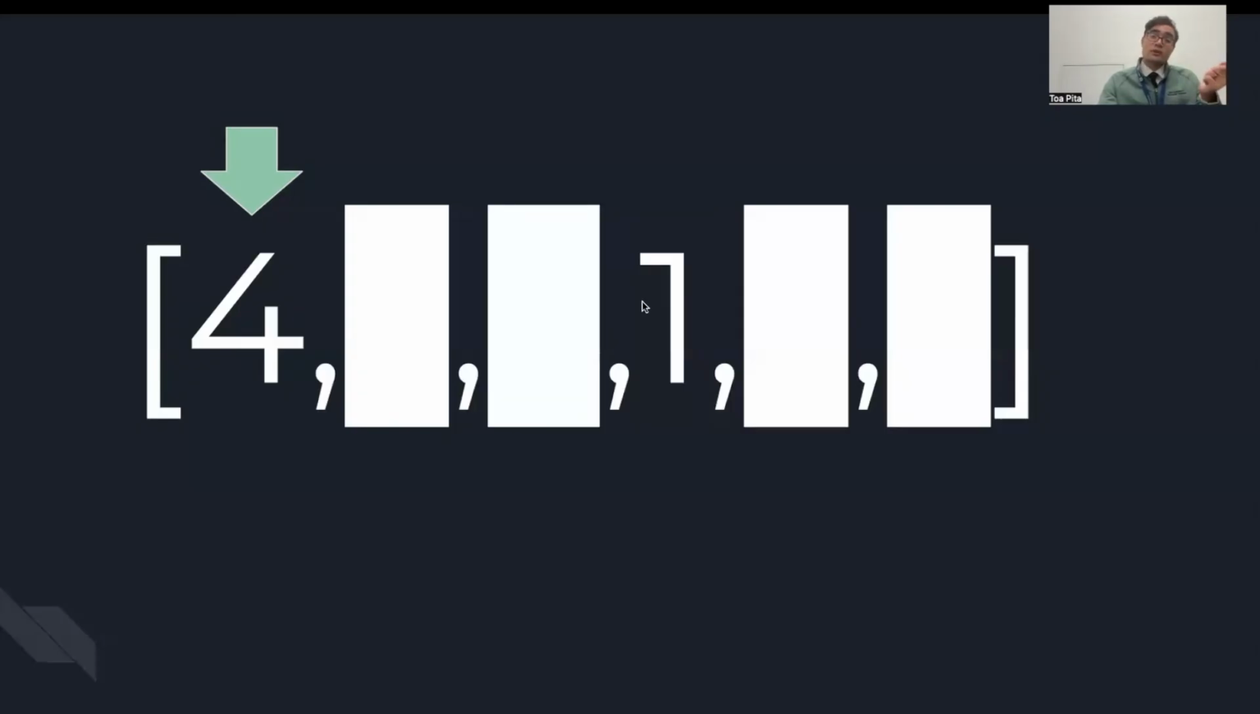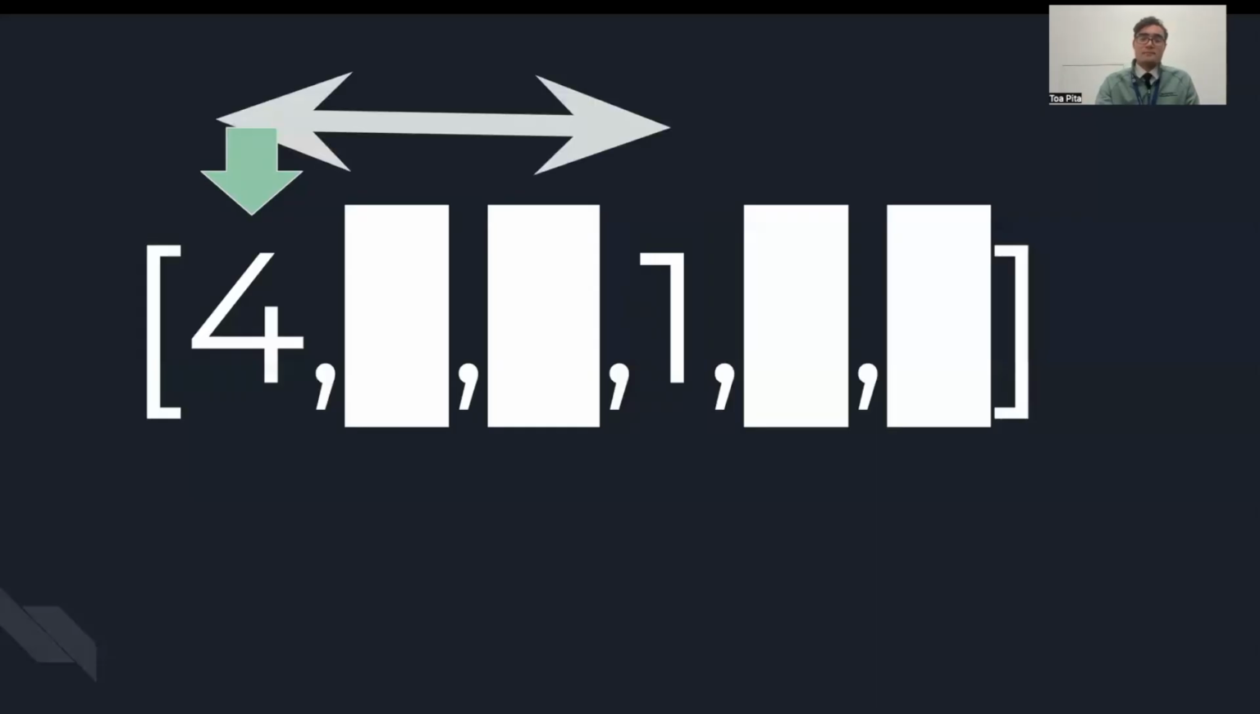Okay, so 4 is in the 0 position. 1 is in the 3 position. 1 is smaller than 4, so we need to swap these. So we're going to take 1 out of the 3rd position, or index 3, and we're going to take 4 out of index 0, and we're going to swap them.